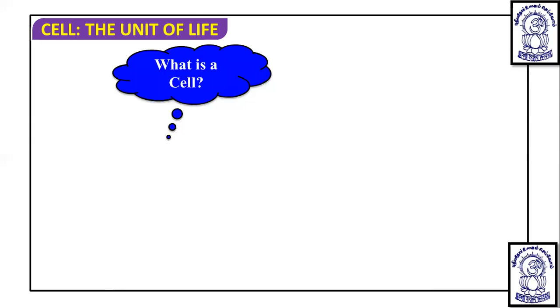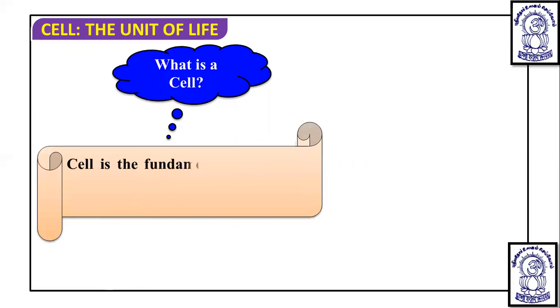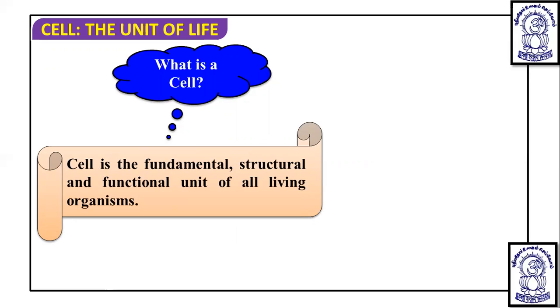So by studying this much, we are now clear that cell is the basic unit of life, and the cell is the ultimate reason for the survival or existence of any living organism. So now we have to understand what is a cell. Cell is the fundamental structural and functional unit of all living organisms.